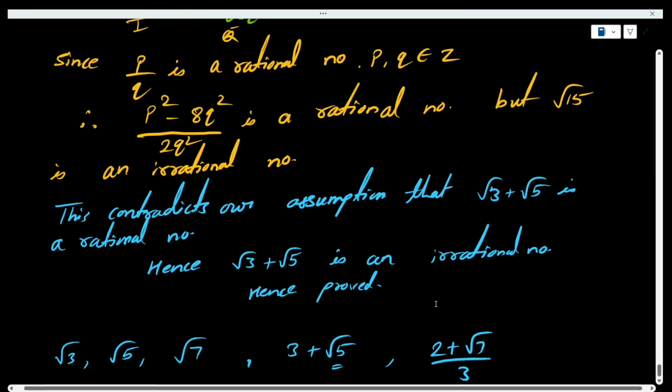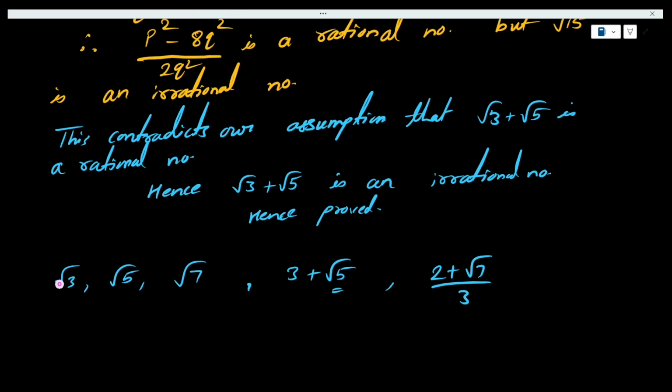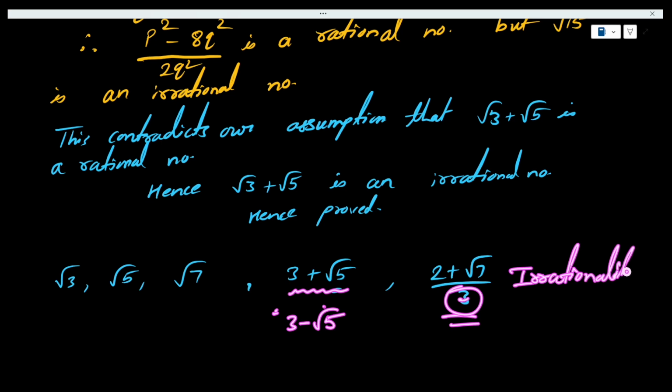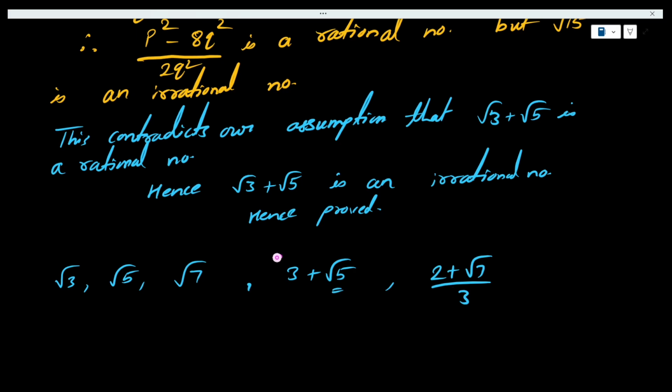Other than this, you can get all these kinds of questions also. Root 2, root 3, root 5, root 7, all these are irrational numbers. Or sometimes you get one number added, or you can take it as subtracted also. Here also you are adding, there is one denominator also. So all these questions are based on proving irrationality, right? A 2 or 3 marker question will come from this part. So these are the topics which are there in real numbers.